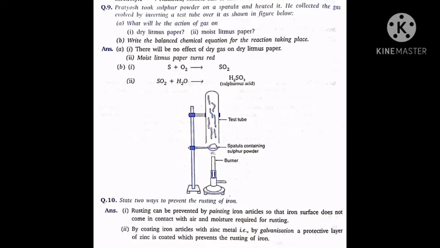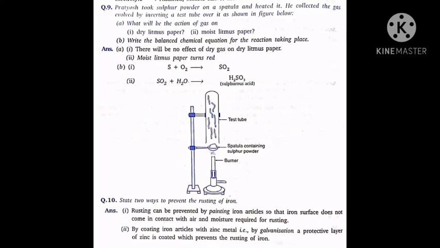A. Answer. First one, there will be no effect of the gas on dry litmus paper. Number 2, moist litmus paper turns red. B. S plus O2 gives SO2. Second part, SO2 plus H2O gives H2SO3, sulfurous acid.